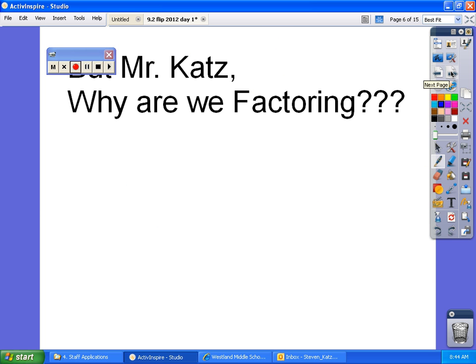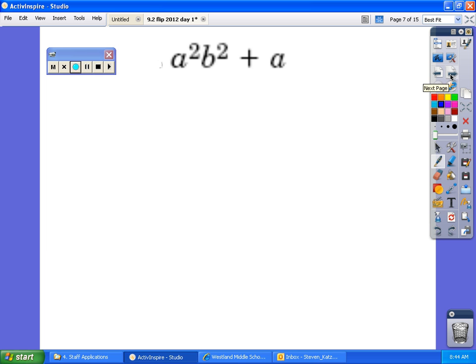Alright, the why are we factoring is going to come a little later, and I'm going to show you that later in the slide. But for now, you just have to practice factoring. So here's another. This is a binomial. This is an expression, there's no equal sign. So we're going to factor this by turning it into a multiplication problem.